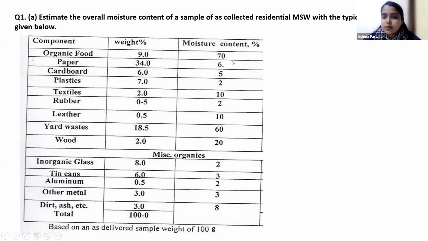Now my question is clear. Yes, madam. Organic food, paper, cardboard. So the low income country. Okay, I want answers. You are telling it is a low income country, so can you tell me what is the reason? The organic food. So what?